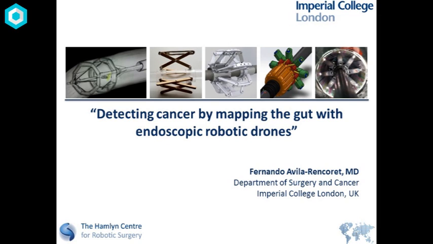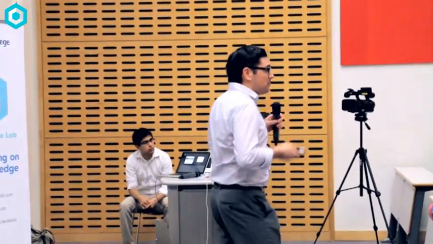With his technology, EndoDrone. Hi, my name is Fernando Avila Rencoré. I am a PhD student at the Department of Surgery and Cancer and the Hamlin Center for Robotic Surgery here at Imperial. Today, I'm going to tell you how we are trying to detect gastrointestinal cancers by mapping the gut using endoscopic robotic drones.